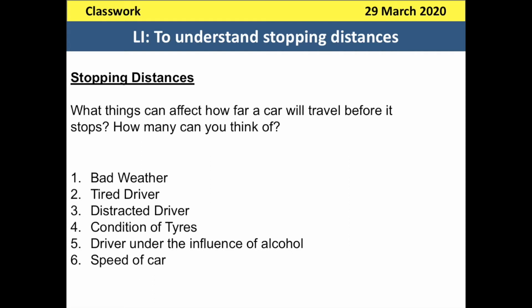The fifth idea that I came up with is if the driver is under the influence of alcohol. Again, like the idea of the driver being tired and the driver being distracted, if the driver is drunk or under the influence of drugs, then what may happen is that again they will not press the brake as quickly, and so they will travel a further distance. And then finally, the speed of the car. Naturally, it follows that if the car is travelling faster, then they are likely to travel further before they stop.